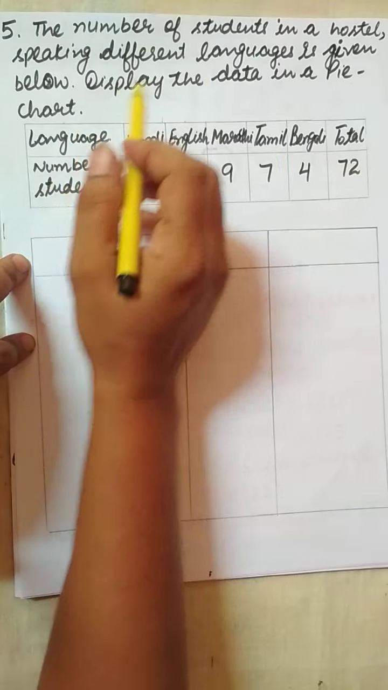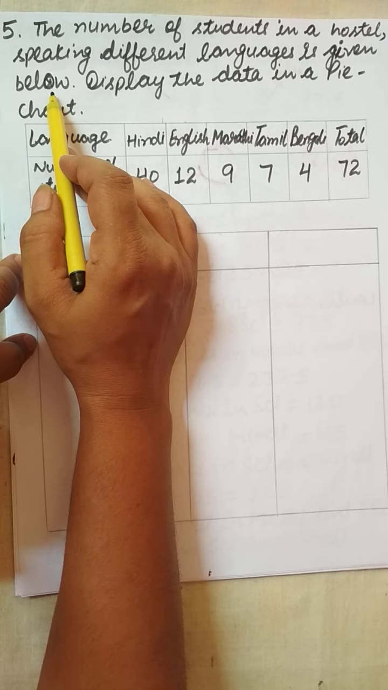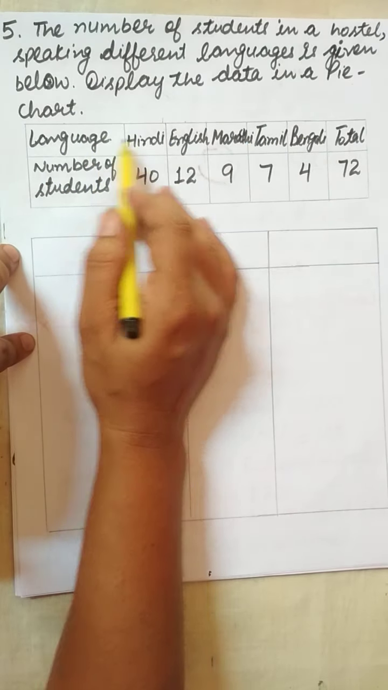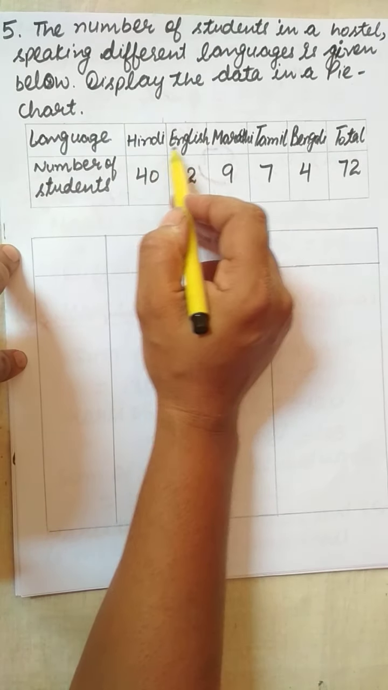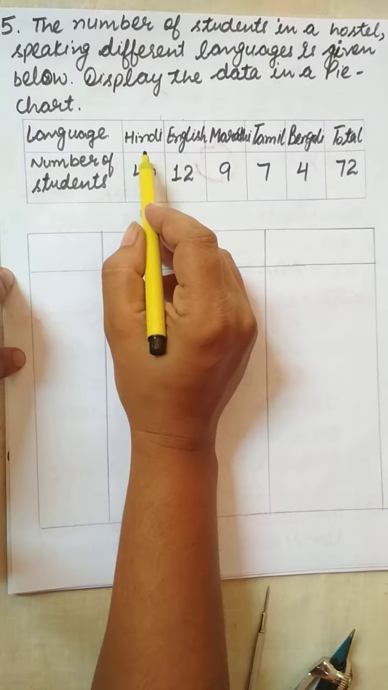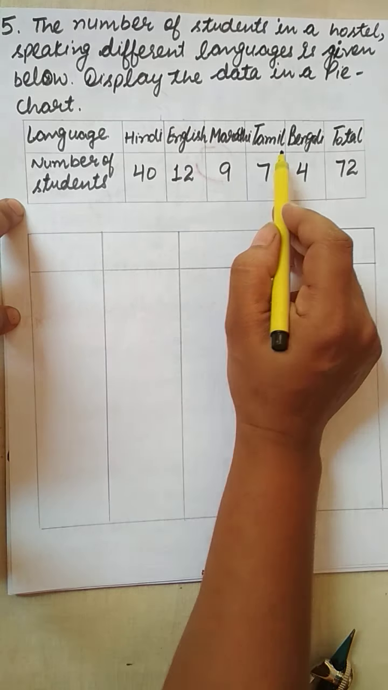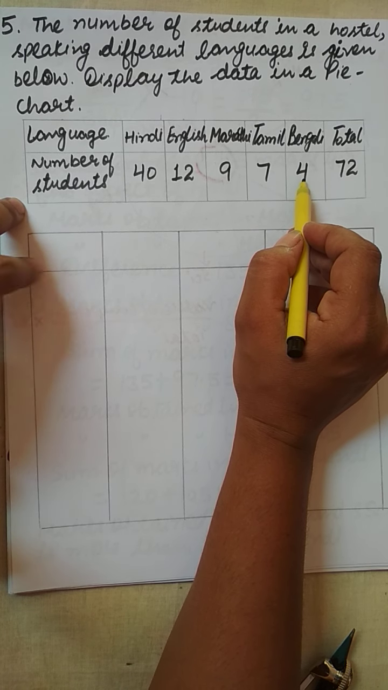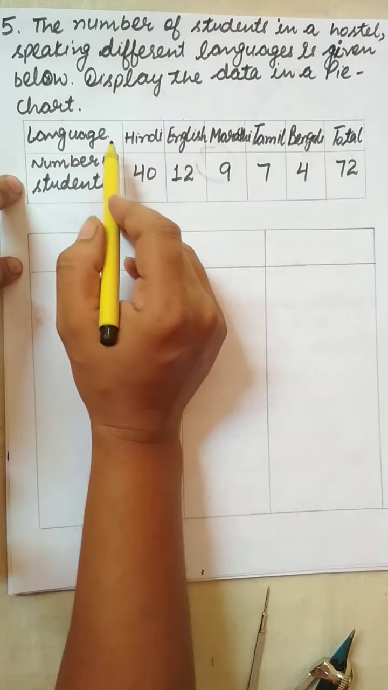Question number 5. The number of students in a hostel speaking different languages is given below. Display the data in pie chart. Here the language is given and the number of students given. Language is Hindi, English, Marathi, Tamil, Bengali, and in Hindi there are 40 students, in English there are 12 students, in Marathi there are 9 students, and in Tamil there are 7 students, and for Bengali there are 4 students. Total number of students are 72.